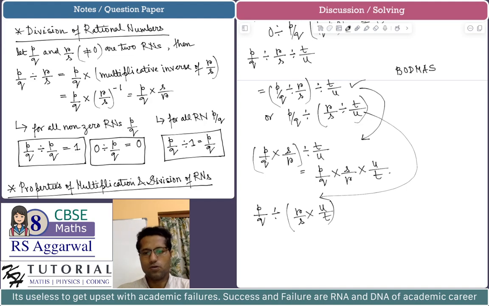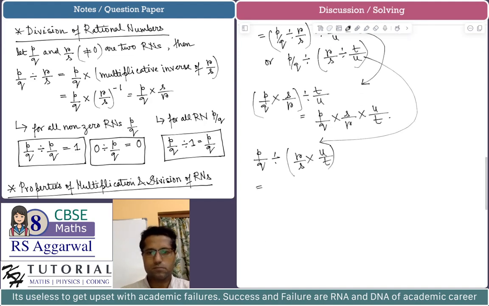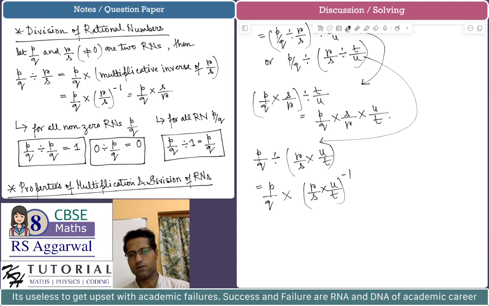Okay. So now if we apply the division using the concept of multiplication and multiplicative inverse, what we have will be P by Q multiplied by R by S multiplied by U by T to the power minus 1, because we know that the division of one rational number by another rational number is equal to a multiplication of the first rational number with the multiplicative inverse of the second rational number.